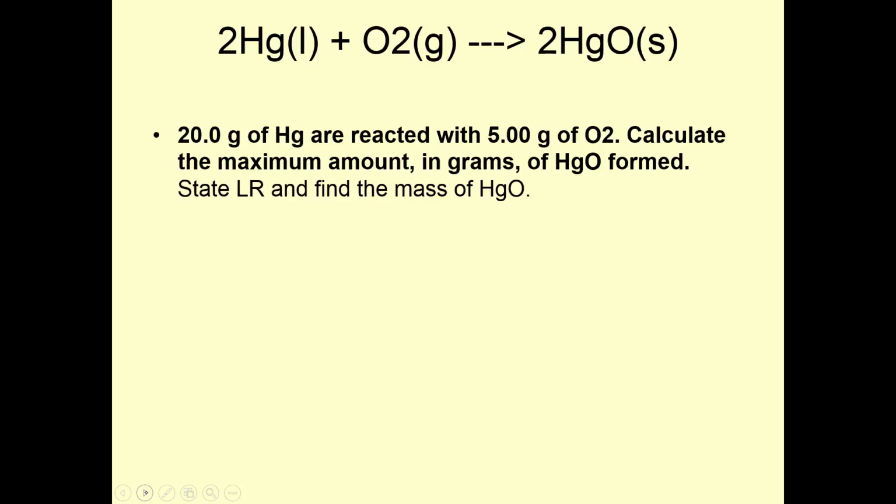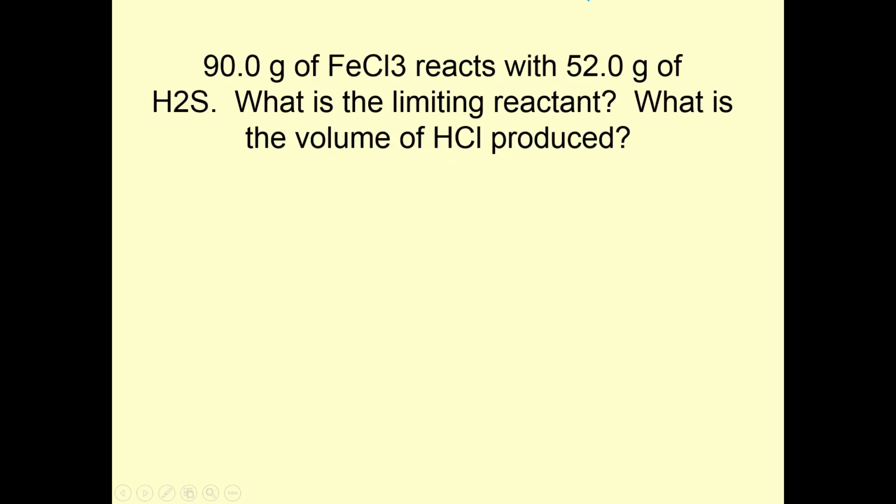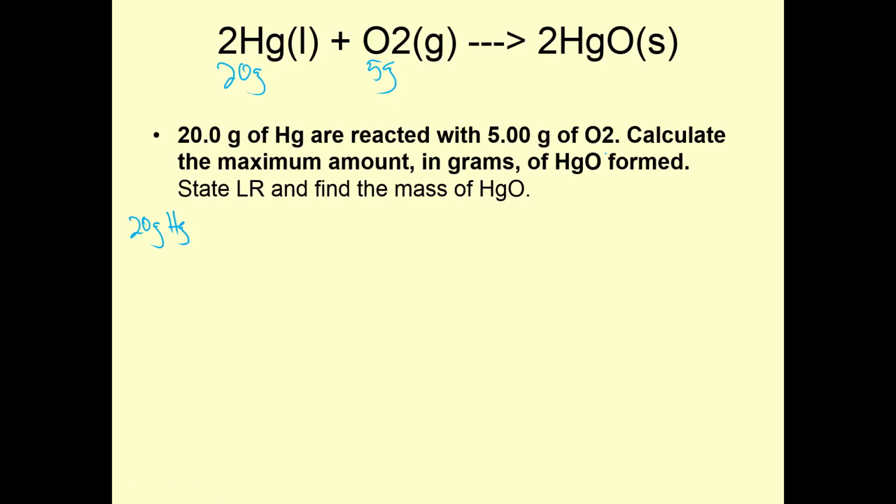Okay, so I'm going to start with 20 grams of mercury. I'm going to actually get my periodic table. Why don't you get out your periodic table, too? And that way we can have these molar masses handy. So I have 20 grams of mercury react with 5 grams of O2. So I'm going to start with 20 grams here, and I'm going to have 5 grams here. And I want to find out how many grams of HgO form.